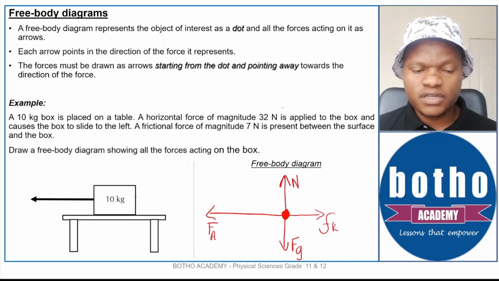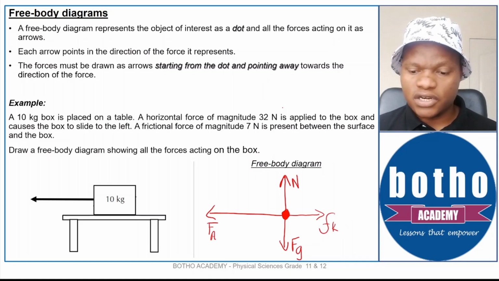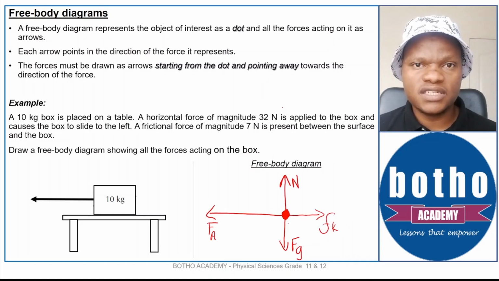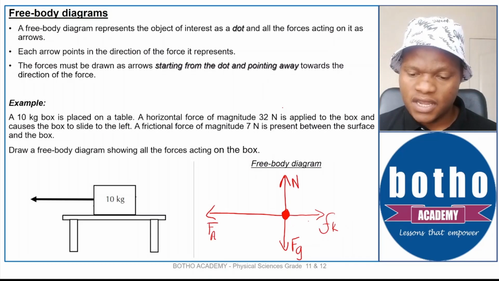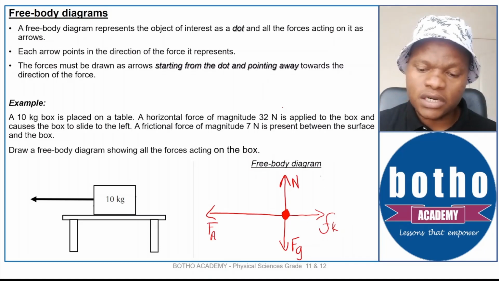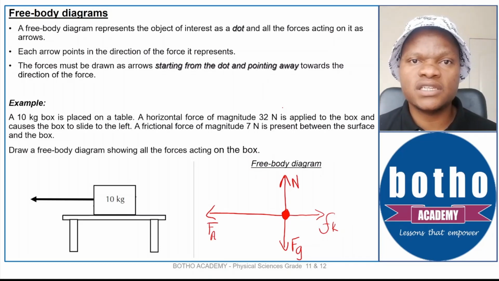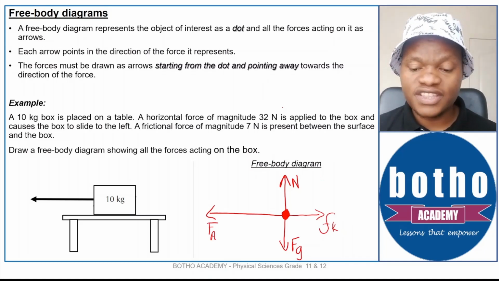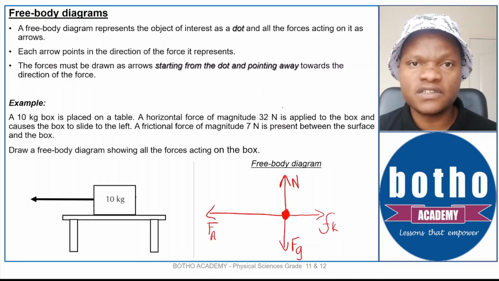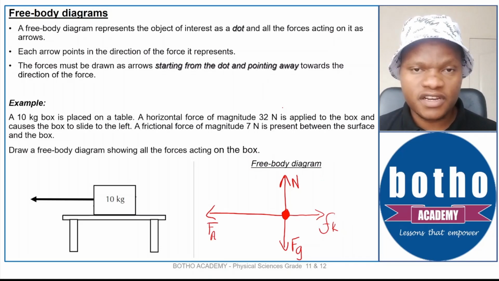And this is what a free body diagram generally looks like. The dot at the center represents the object of interest, and the various arrows that you see around the dot are the forces that are acting on that particular object. So in this case, this is an object that is experiencing 4 forces in various directions.